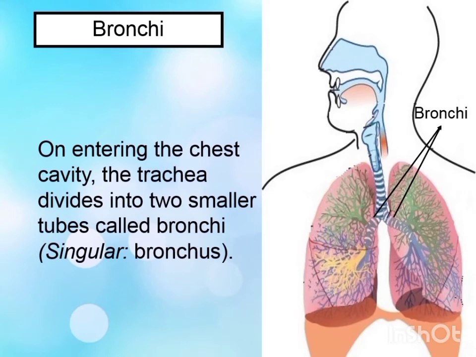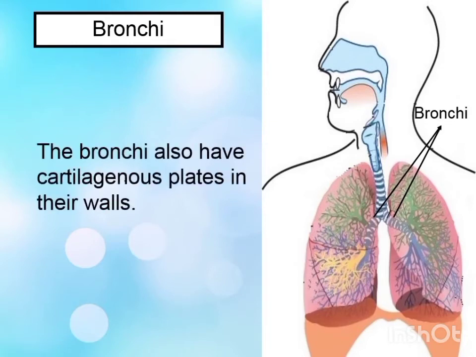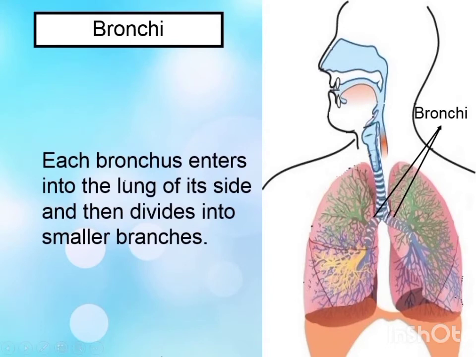Okay, now comes the bronchi. On entering the chest cavity, the trachea divides into two smaller tubes called bronchi. The singular is bronchus. So the trachea divides, and the division of the trachea is the bronchi. The bronchi also have cartilaginous plates in their walls. But remember, the cartilaginous plates are not C-shaped. Each bronchus enters into the lung of its side and then divides into smaller branches.